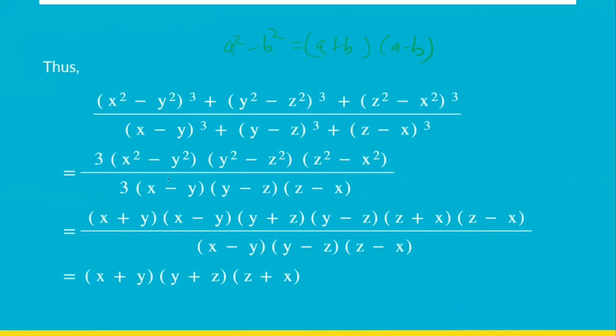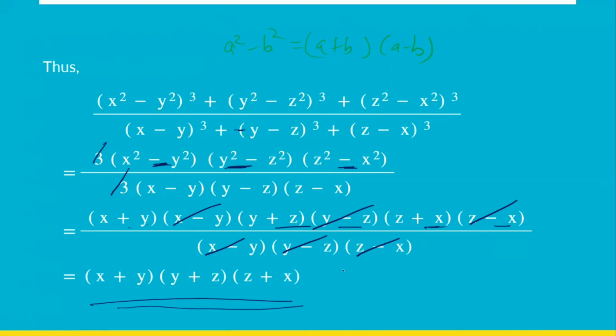x square minus y square is x plus y into x minus y, y square minus z square is y plus z into y minus z, and z square minus x square is z plus x into z minus x. In the denominator, this 3 and 3 already got cancelled. Now x minus y into this x minus y, this entire bracket got cancelled. y minus z and y minus z got cancelled. z minus x and z minus x got cancelled. So what is left? We are left with x plus y into y plus z into z plus x. So this is our final expansion.